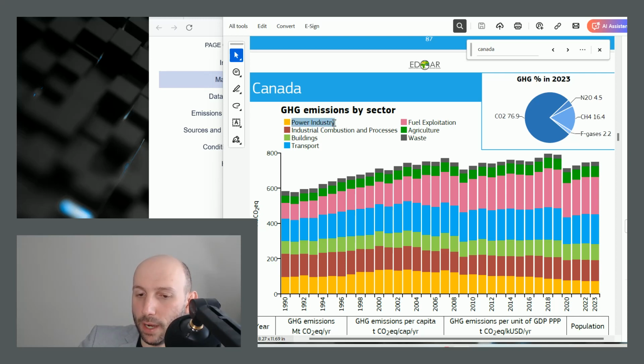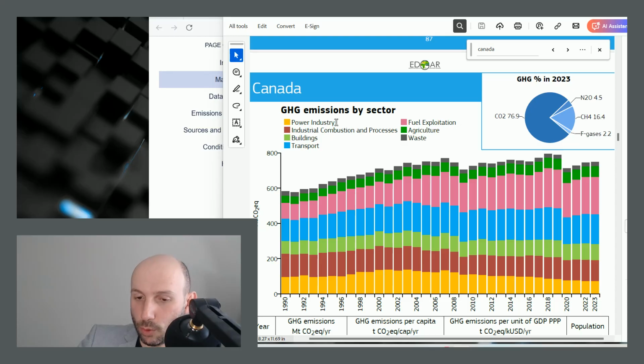And look at the yellow. Power industry, yellow, is a very small portion of Canada's total emissions. Now, why is that important? Okay, that is important because power industry is where you can make big changes in terms of greenhouse gas emissions. All right, because there's different ways to produce electricity, and some ways emit a whole lot of greenhouse gases, like coal power plants. And on the other side of the spectrum, you have nuclear, which generates a tremendous amount of electricity with very minimal greenhouse gas emission.